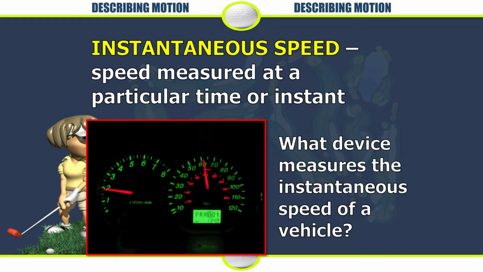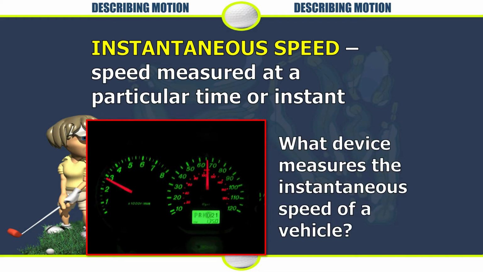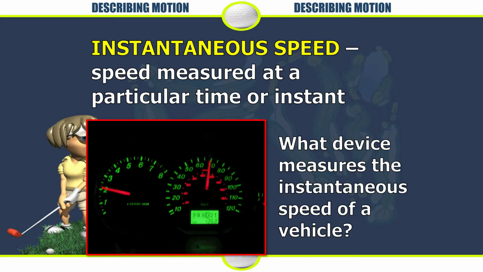Another thing is, you are familiar with this instrument that you can see in some of the motorcycles or vehicles, no? And this is known to be the instantaneous speed. Instantaneous speed is the speed measured at a particular time or in an instant. This device is known to be the speedometer.